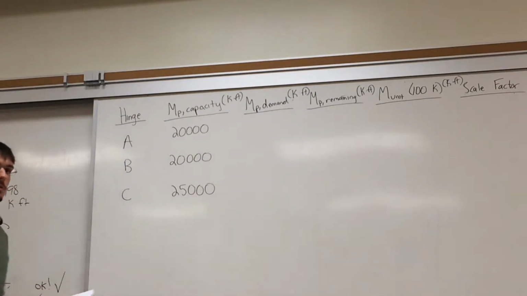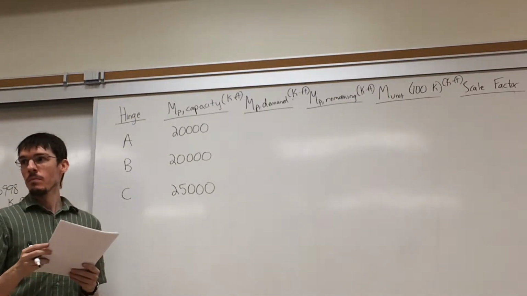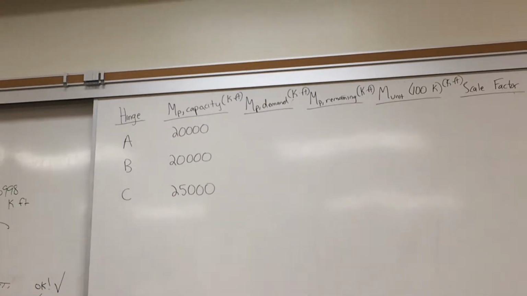So the demand from this case will be these moments on each of those joints. So the demand on joint A will be this 1931 kip feet. Did you get the capacity? That came from our moment curvature analysis. Right, that's what we covered in the very beginning of the problem.